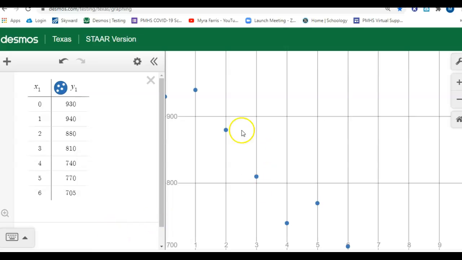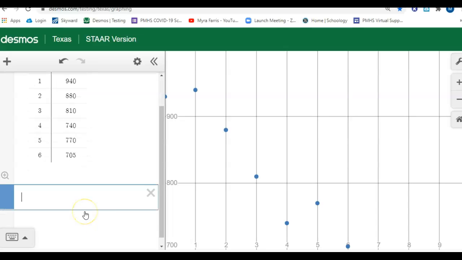You don't have to, but if you wanted to see your data points, that's what you would have to do. You would have to change the scale. Now I'm going to have Desmos figure out the line for me. I'm going to type in y equals mx plus b, but I have to type it in a certain way so that Desmos will figure out the line for me.